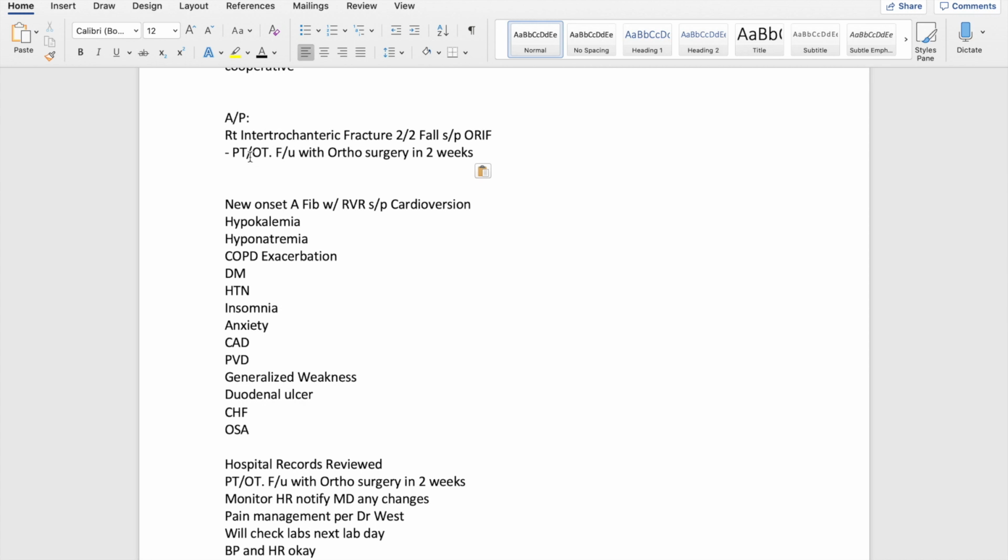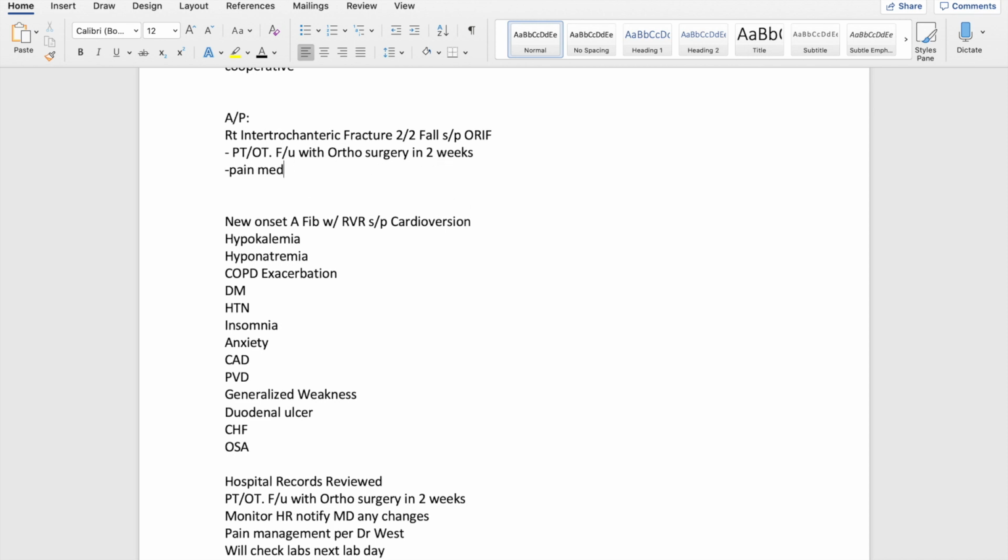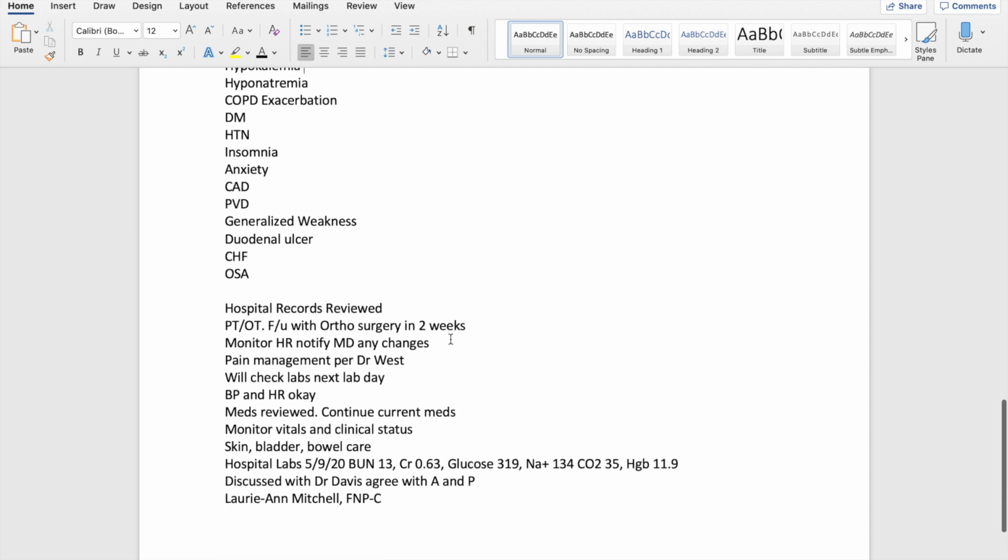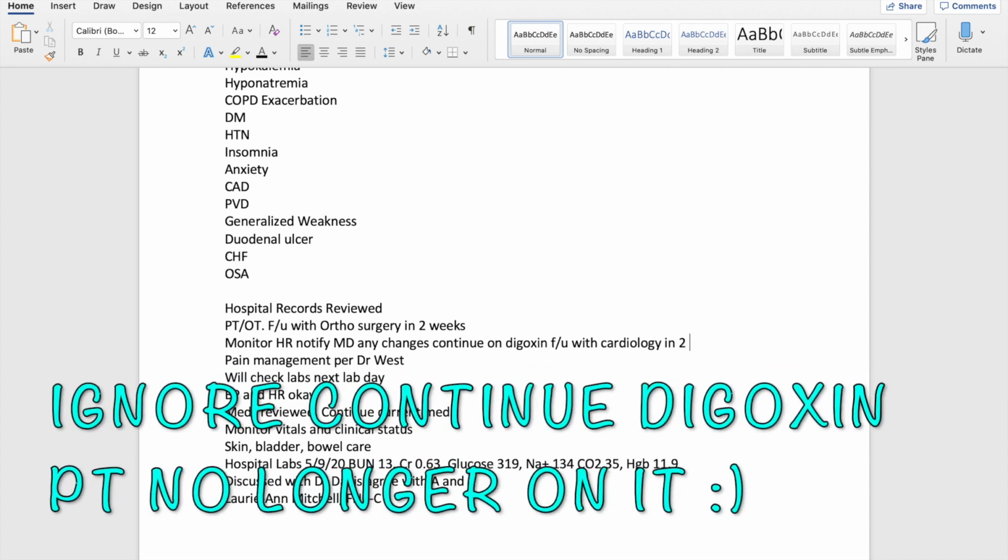So either or. The first thing, as you can see, is the initial reason the patient went to the hospital. It says right intertrochanteric fracture, secondary to fall, status post ORIF. And the plan is PT/OT. She's going to follow up with ortho surgery in 2 weeks, and also pain medication as needed. Then for the new onset AFib with RVR, status post cardioversion, my plan is we're monitoring her heart rate, notifying MD of any changes, and following up with cardiology in 2 weeks.